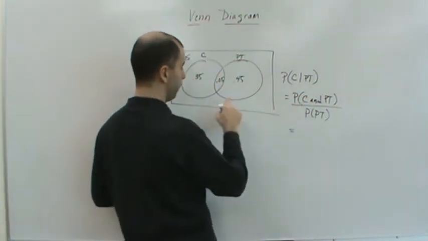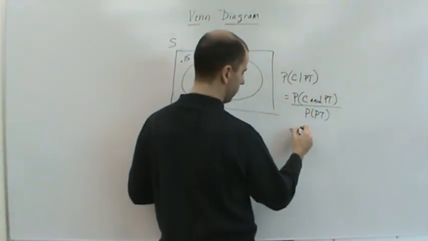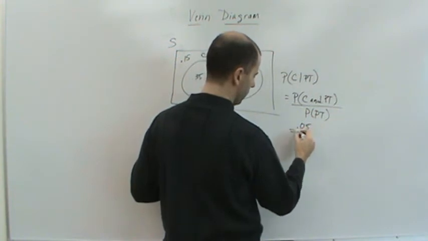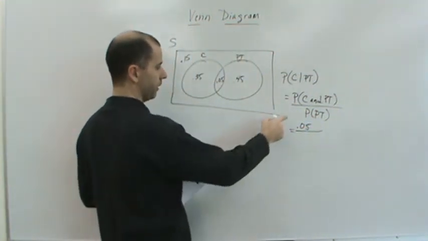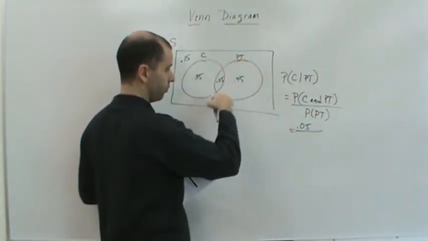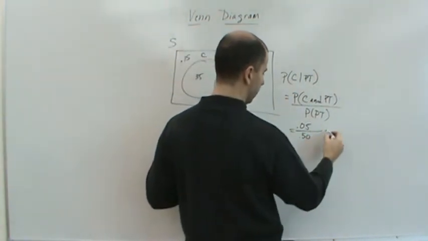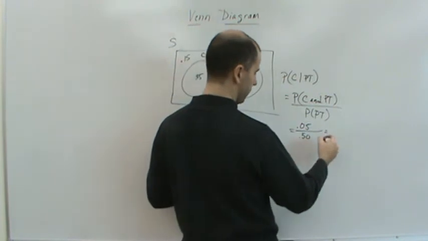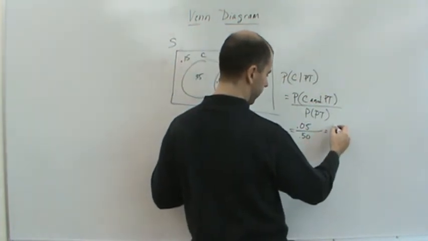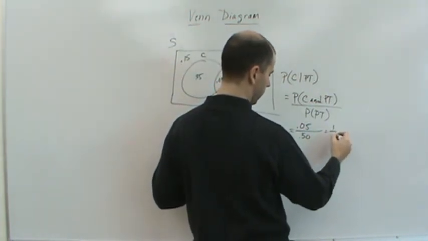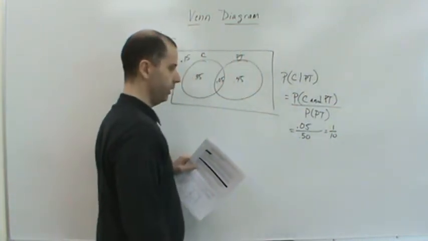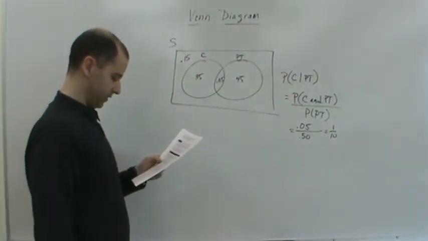What's the probability of both? 0.05. What's the probability of being part-time? The whole circle, that's 0.5. And so what's the ratio? It's 1/10. And that's the answer.